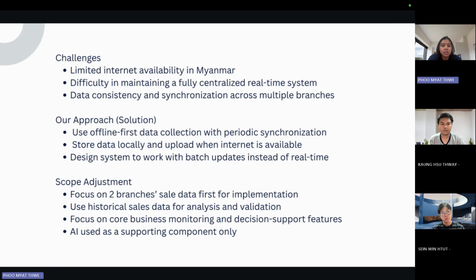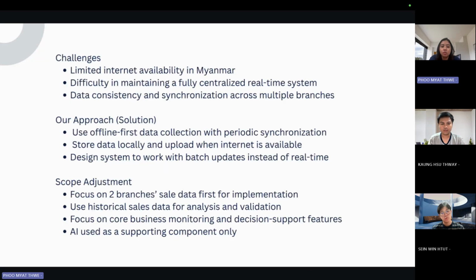There are a few challenges inside our system because our shops are based in Myanmar, and there is limited internet availability in Myanmar. I think there is only 1 or 2 hours of internet availability. So maintaining a full centralized real-time system is difficult, and data consistency and summarizing across the multi branches is also difficult, because operational costs and some other costs are collected manually, and it decreases the data consistency.